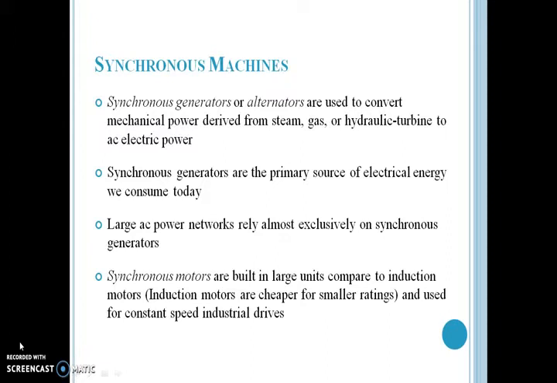That is also a kind of synchronous machine that is cheaper compared to the alternators, and they have smaller ratings and are used for constant speed industrial drives. That is, induction motors are used in industrial applications.